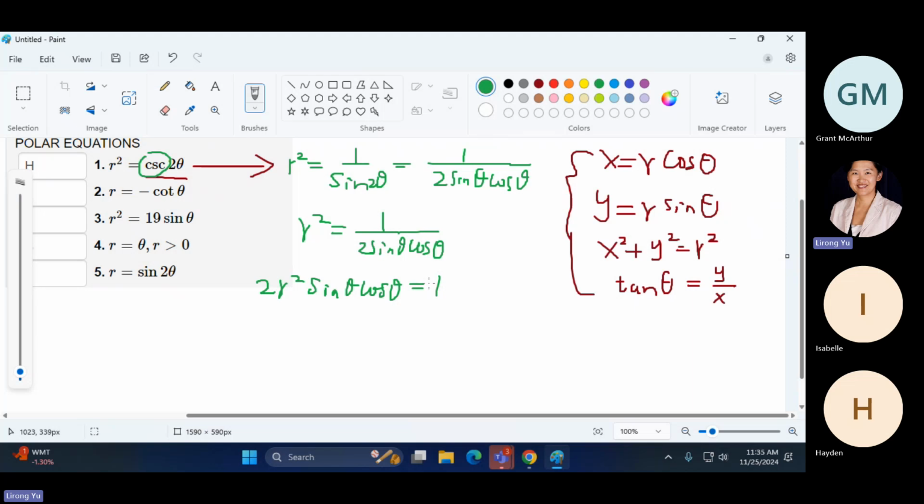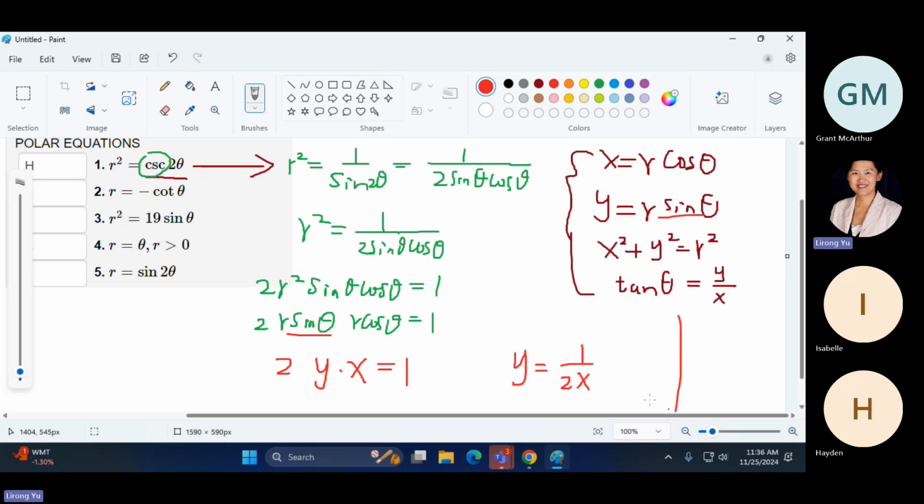So far all the equations are equivalent. Then you can see this 2 times r squared breaks down into r times sine theta and r times cosine theta, which equals 1. That gives us 2. Since r times sine is y, we get 2 times y times x, which equals 1. Then you write this as y equals 1 over 2x.